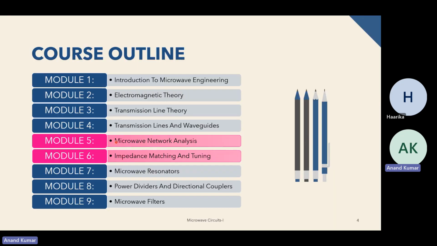Right now, in the previous class we were doing module 5. We will finish module 5 today and start with module 6. Module 6 is impedance matching and tuning. So we are almost halfway through the course. Maybe a few more classes, and then we'll wrap up this course, which will cover all the passive things from Pozar and in general RF and microwave.